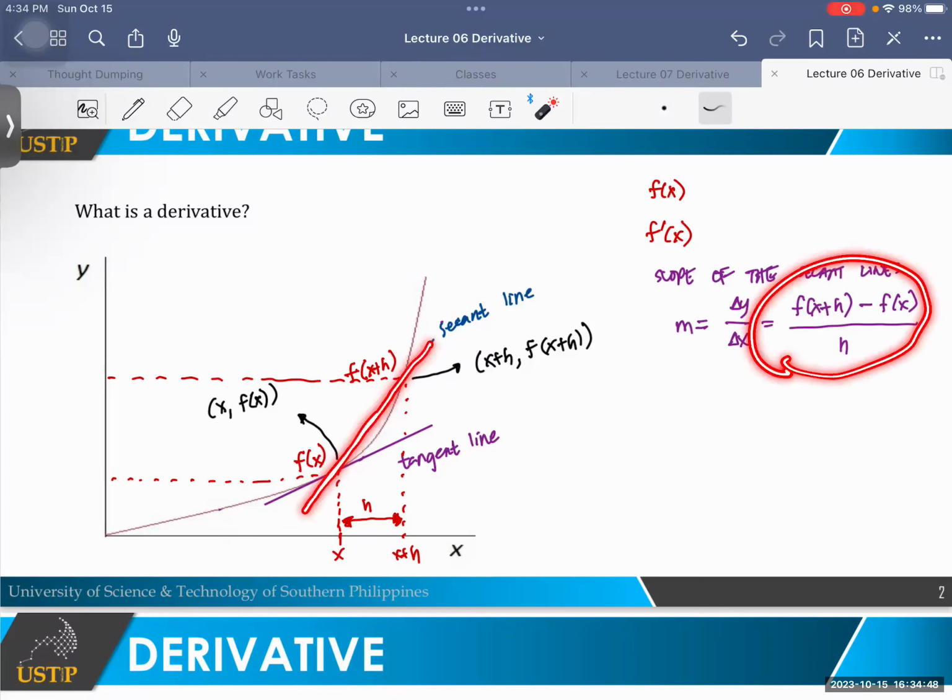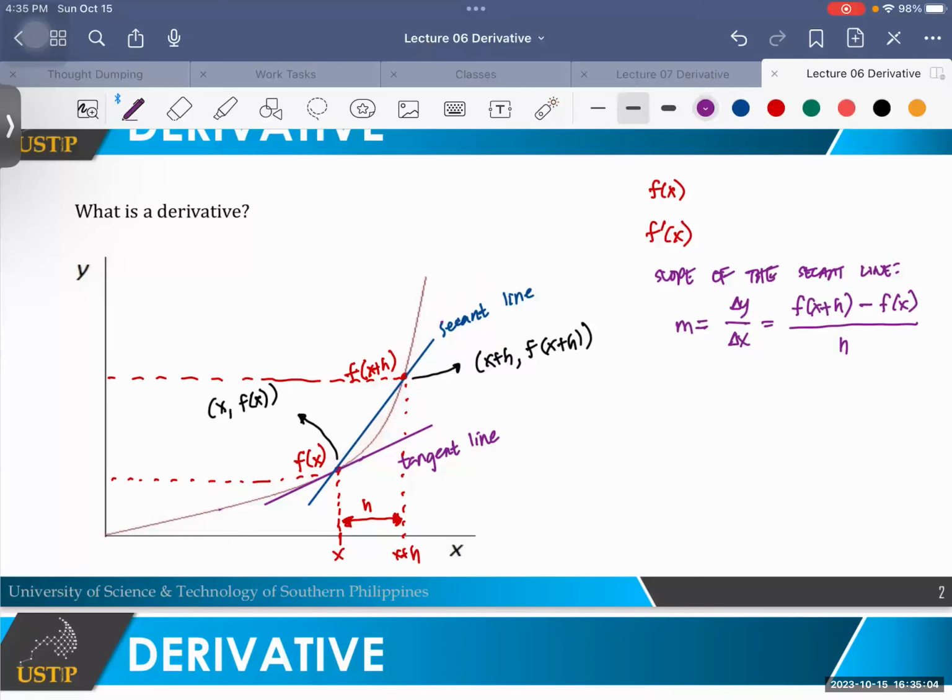You got this earlier. If we move this point closer and closer to this point, then the two points will overlap, and the second line will equal your tangent line. All we have to do, class, is take the limit from this formula. What is the limit of the slope that we got?